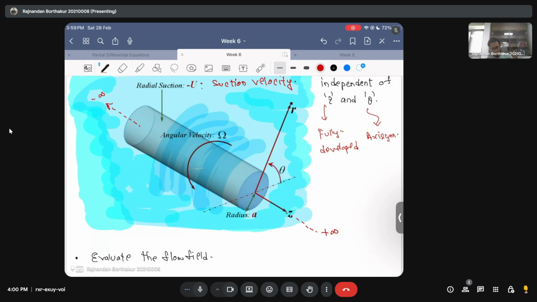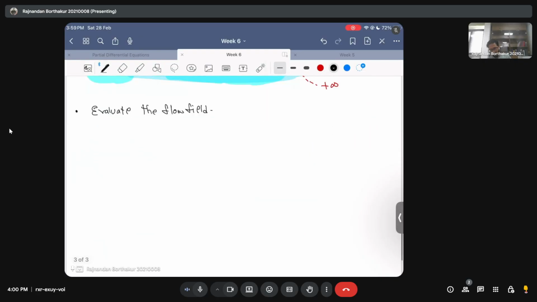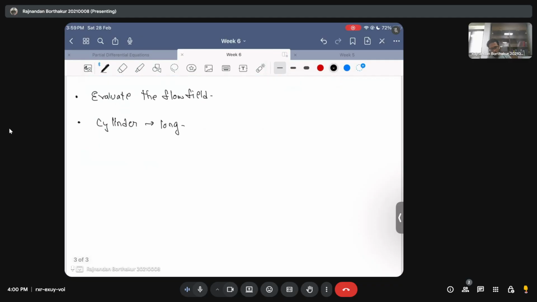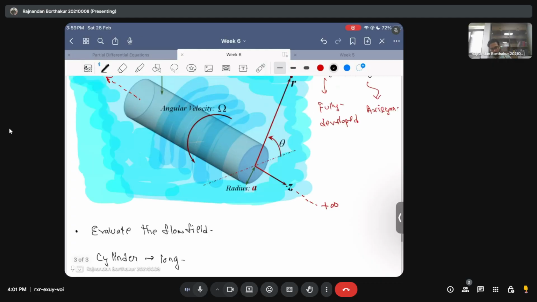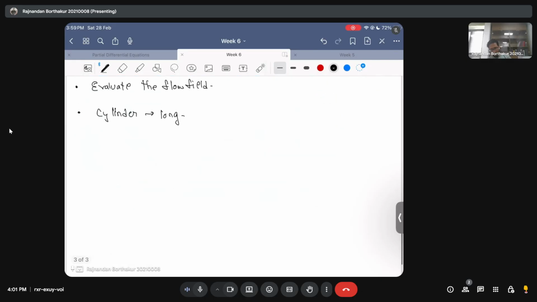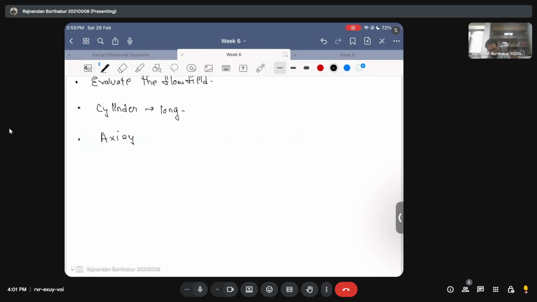So maybe I'll formally write down the problem statement for you to understand. You know that the cylinder is long such that you can invoke the fully developed assumption, and it's rotating with omega in the counterclockwise direction. These things you already know. So you are also invoking the assumption that the problem is axisymmetric, and fully developed, as I already said.